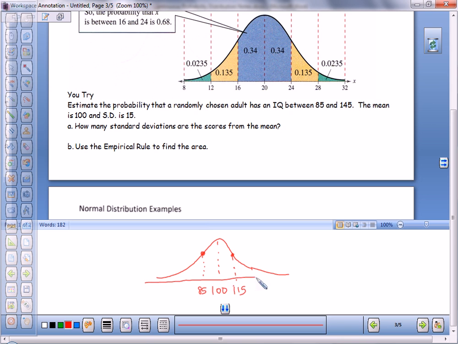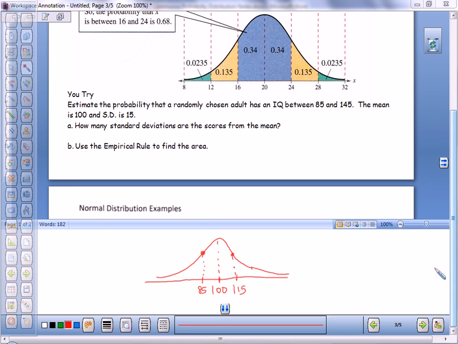So this is my mean. This is one standard deviation in either direction. So this is the mean plus a standard deviation, and this is the mean minus a standard deviation. So that is one standard deviation.